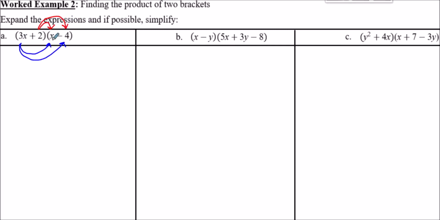So first of all, 3x multiplied by x gives us 3x squared. And 3x multiplied by minus 4 is minus 12x. Then 2 multiplied by x is positive 2x. And finally, positive 2 multiplied by minus 4 is minus 8. We can now simplify this down. So we have 3x squared, minus 12x plus an extra 2x. Minus 12 plus 2 is minus 10x. And finally, minus 8.